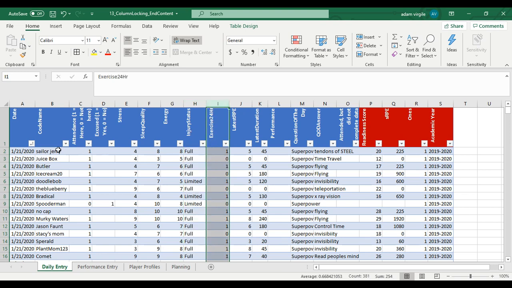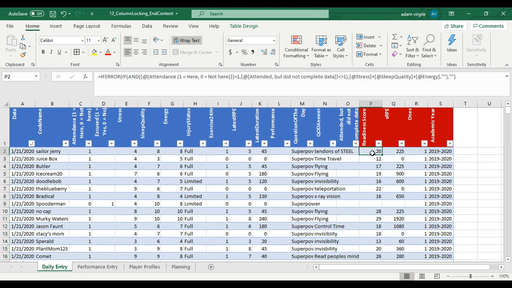Whether or not the individual exercised in the past 24 hours, the RPE of that exercise session, the duration of that exercise session, performance, which we don't have to worry about. Then we ask a question of the day, and there's a question of the day answer, which again, we don't have to worry about. Then there's attended but did not complete their data. So that's when someone was in class but did not fill out their data.